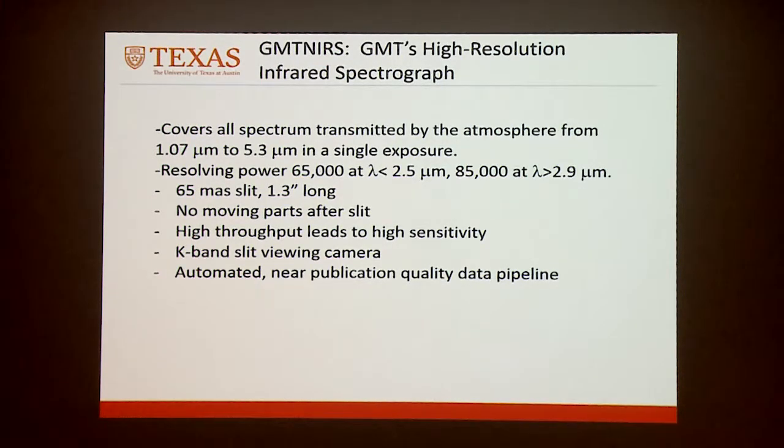Okay, so let me talk a little bit about GMTNIRS and tell you something about how it works. GMTNIRS is designed to essentially look at all the infrared that's of interest from the GMT site at once at very high resolution. So it covers a band from 1.07 microns out to 5.3 microns in a single exposure. And it does it at a resolving power of 65,000 when you're below 2.5 microns and about 85,000 when you're above 2.9 microns. So the J band actually goes a little below the 1.07 microns. So why do we stop at 1.07 microns? If you remember the first slide I showed, you'll know the answer.